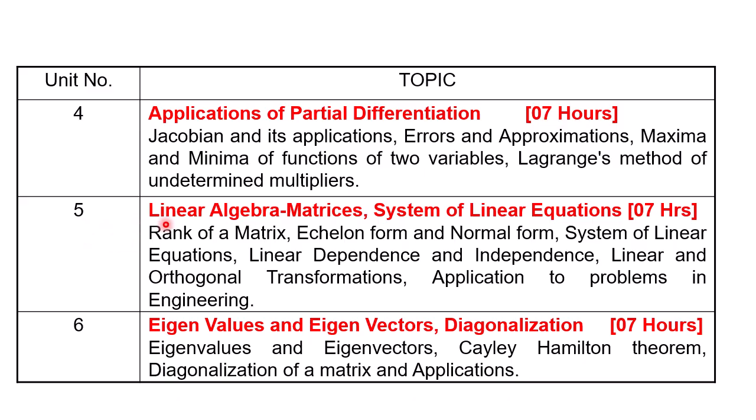Then unit number 5, which is linear algebra, and in that we are going to study matrices and system of linear equations. The course content of that particular part is as follows: rank of matrix, echelon form and normal form, system of linear equations, linear dependence and independence, linear and orthogonal transformations, and applications to problems in engineering.